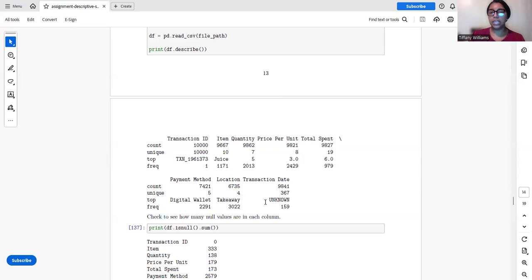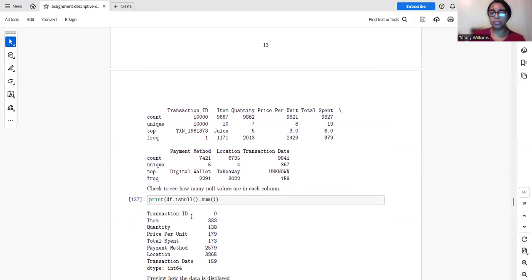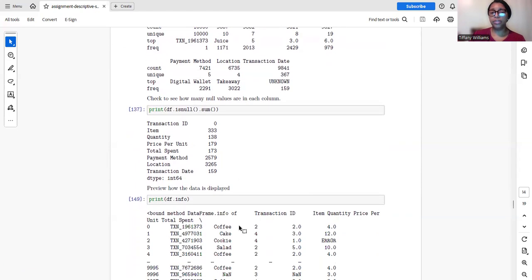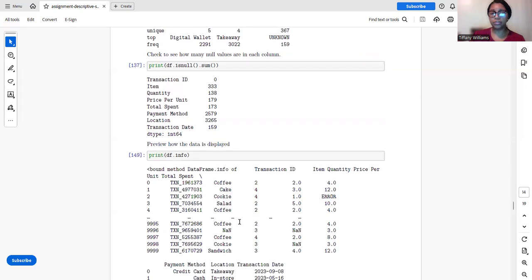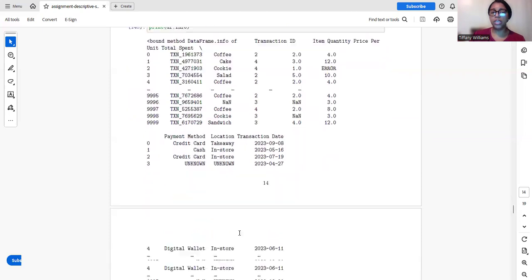In that, I can see that for transaction date, unknown is the most frequently viewed data point because the transaction date differs so much. So there are more unknowns than the same transaction date. I checked to see if there were nulls within each column, and there were nulls in most of the columns, some of them over 3,000 nulls in the column. So I did a preview of the data to see how it looked, what I was working with. Here you can see how it came out. There were some null values, some errors, some unknowns.